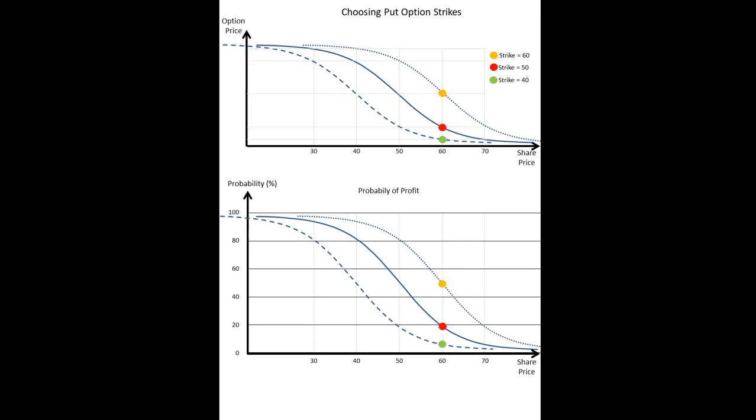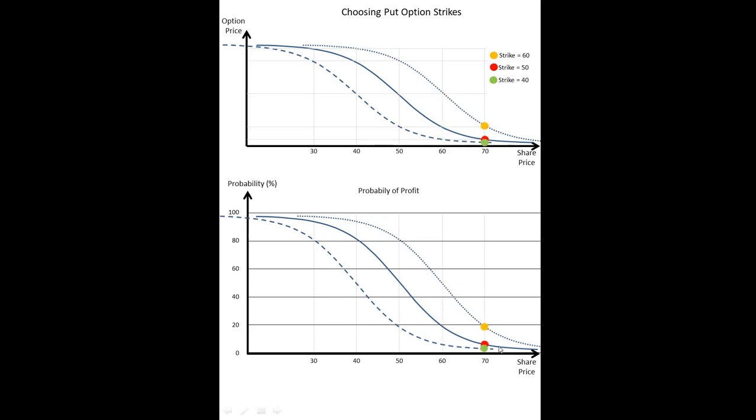So if we take a look at what happens when the share price goes all the way to 70, then we can see that the movement of the option prices is stabilizing for the green dot, while for the red dot it's slowing down, and eventually the orange dot is going to slow down as well because of the nature of the S-curve. And the same can be observed for the probability.